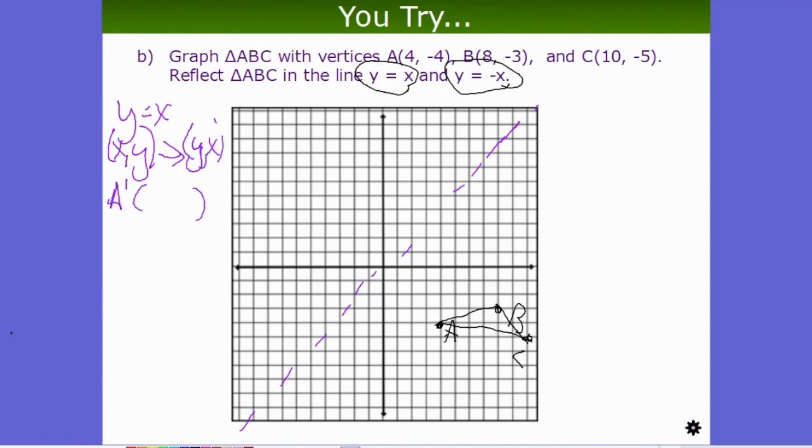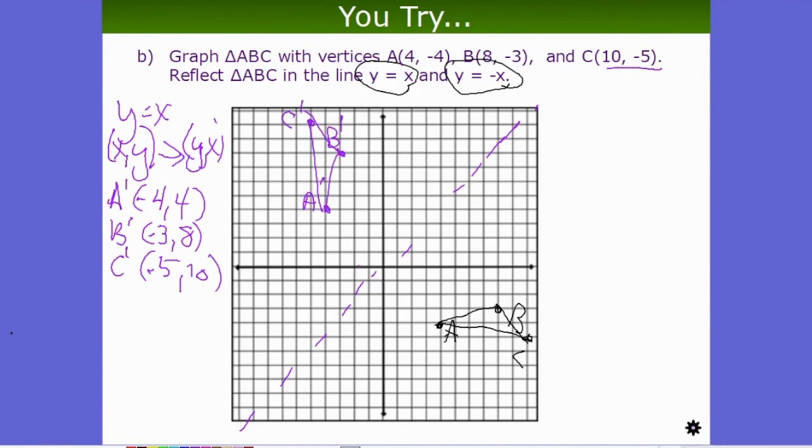But be careful. So it's 4, -4. So when you turn them around, the -4 that was the y is now the x. And then the 4 that was the x is now the y. B was 8, -3. So change the order. It's -3, 8. And C, which is 10, -5, just change the order. And then we just graph these.